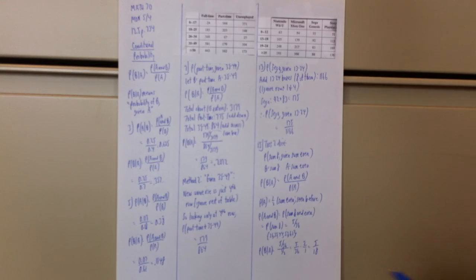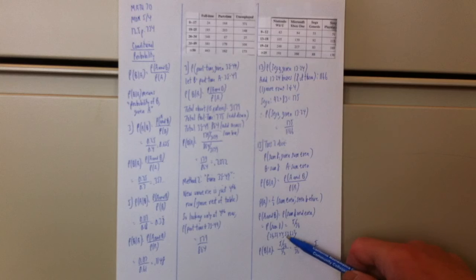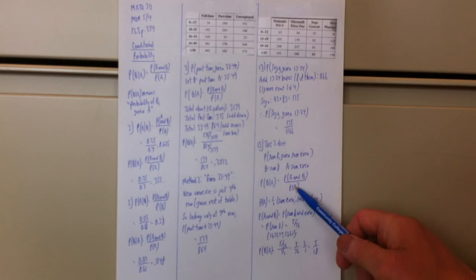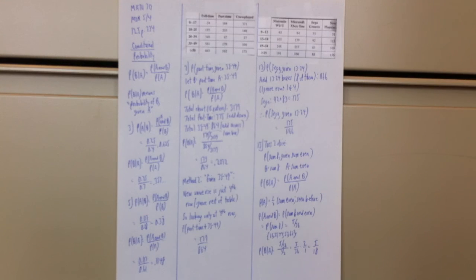So I plug directly into the formula. Probability of B given A is the probability of A and B, that's 5 out of 36, divided by the probability of getting A, getting an even, which is 1/2. So 5 over 36 divided by 1 over 2 means times 2 over 1. Cancel here: 5 over 18.